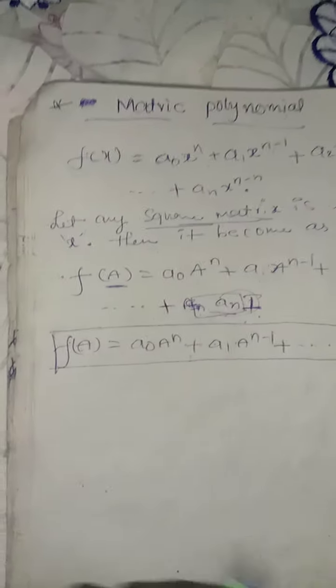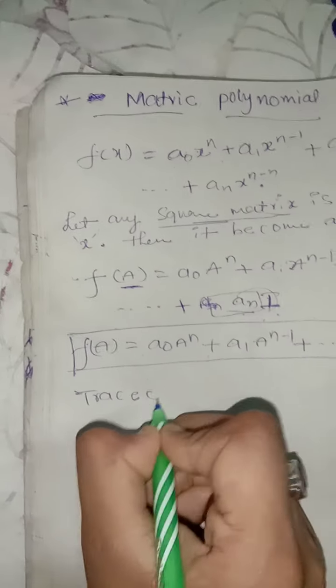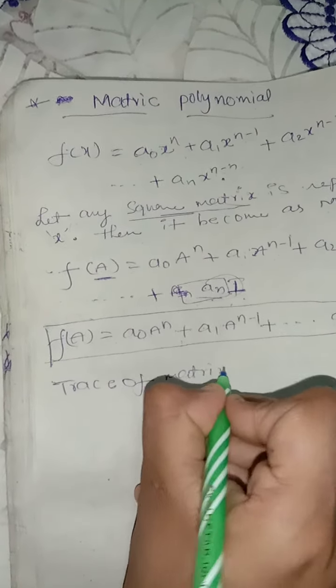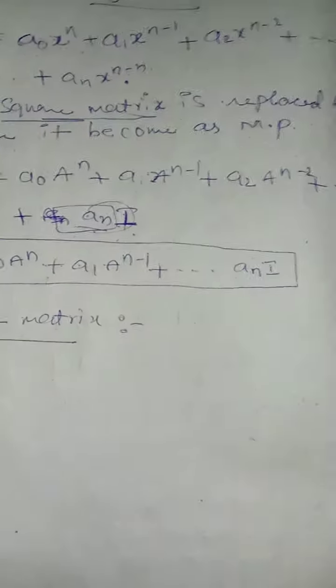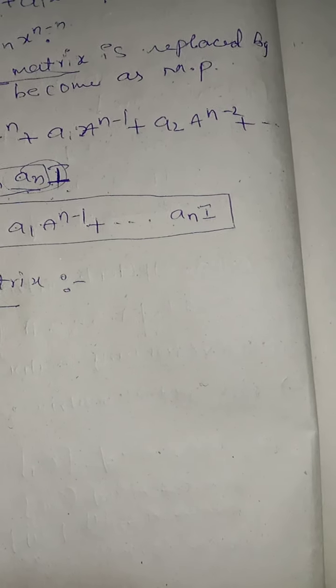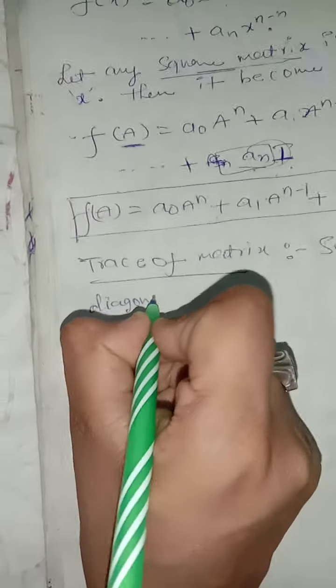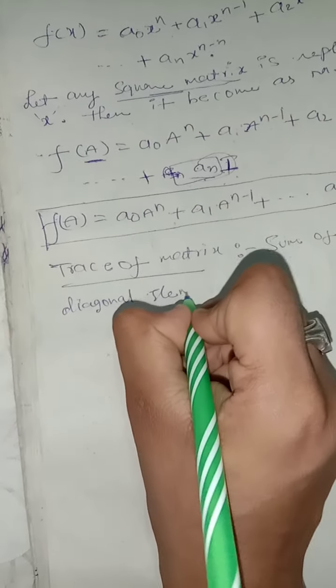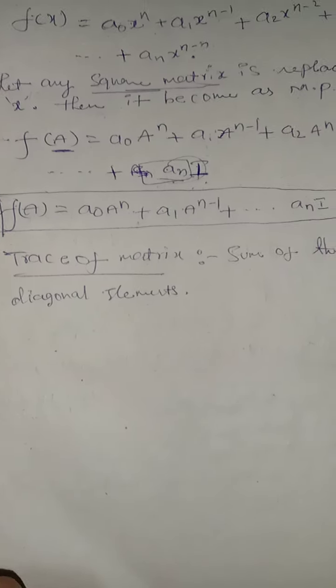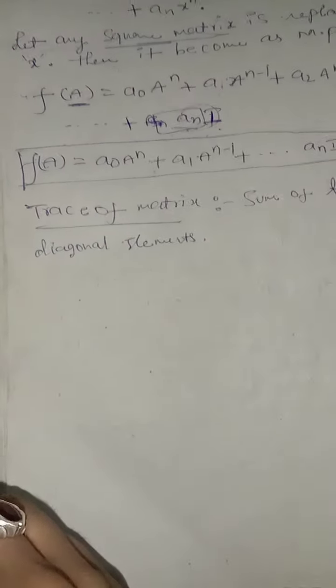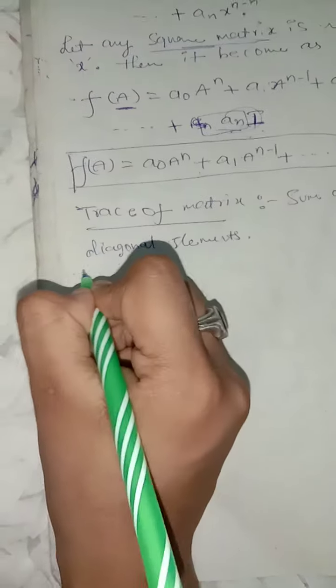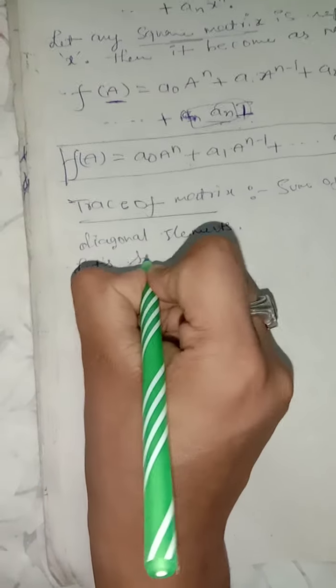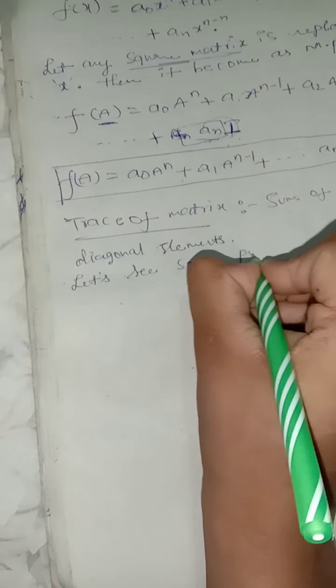Now I am going to explain the trace of a matrix. What is meant by trace? The sum of the diagonal elements is known as the trace. Now let's see some of the properties.